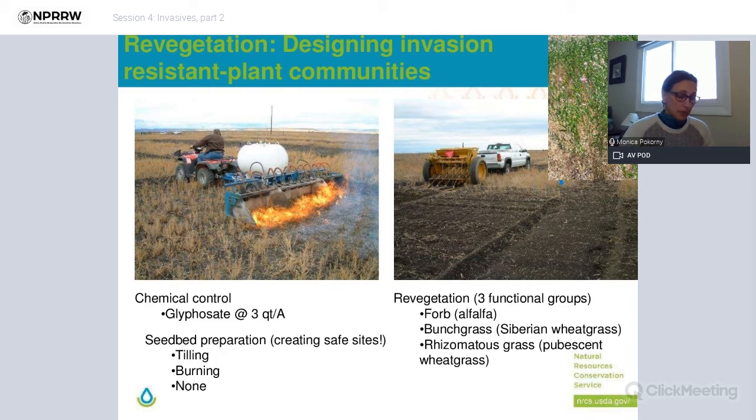So we used tilling, burning, or no site preparation. And then we revegetated with 3 different functional groups. So we used a forb, either a bunch grass or a rhizomatous grass. And these were seeded either in monocultures or in combinations of 2 or 3 species.